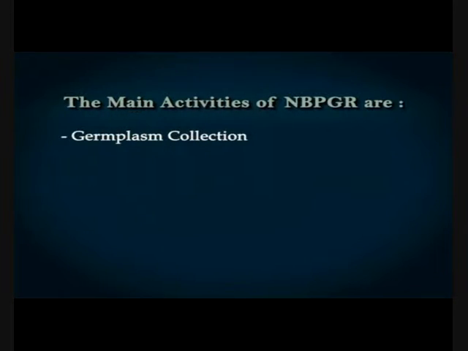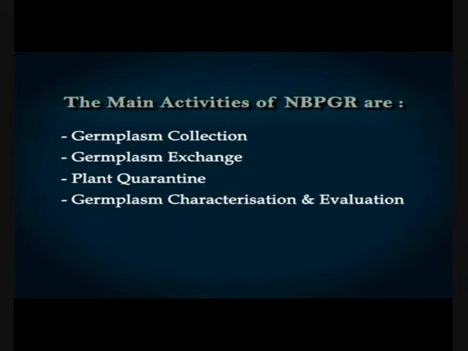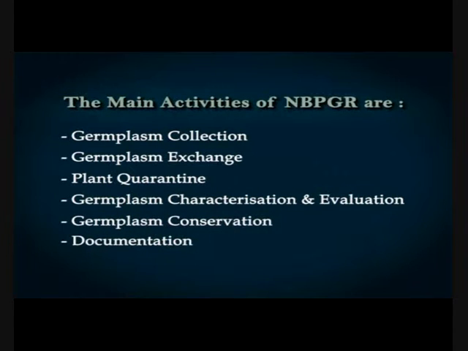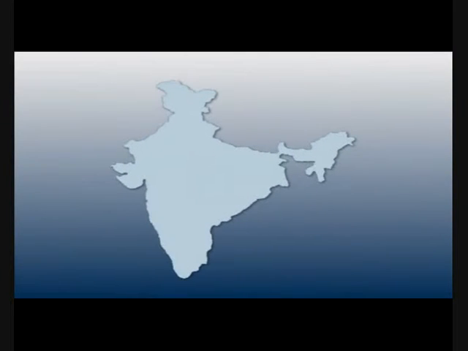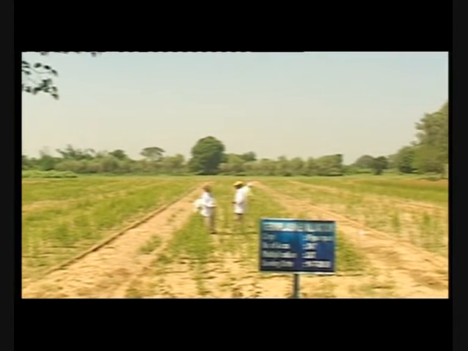The main activities carried out by NBPGR are germplasm collection, germplasm exchange, plant quarantine, germplasm characterization and evaluation, germplasm conservation, documentation, and human resource development. The multifarious activities of NBPGR are carried out from its headquarters in the Pusa campus at New Delhi and from its 10 regional stations in different agro-climatic zones of the country, along with experimental farm at Isapur.